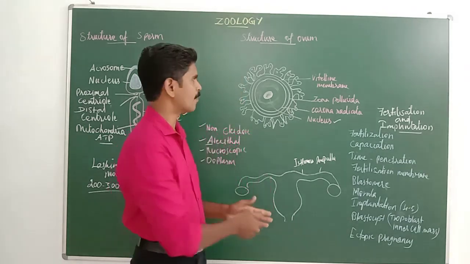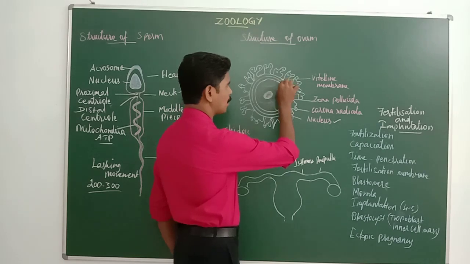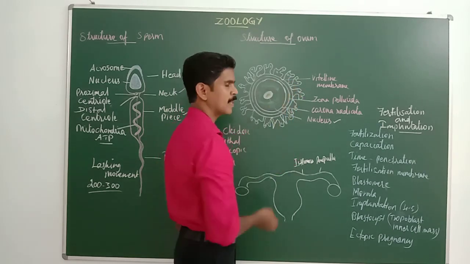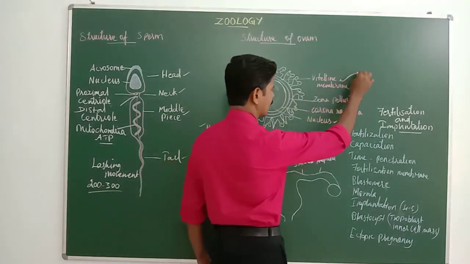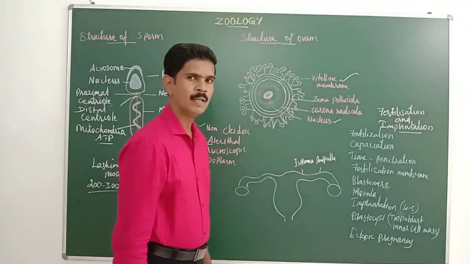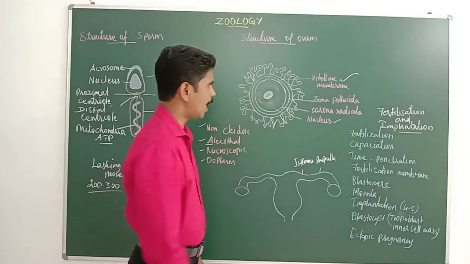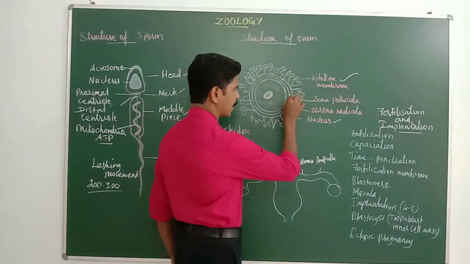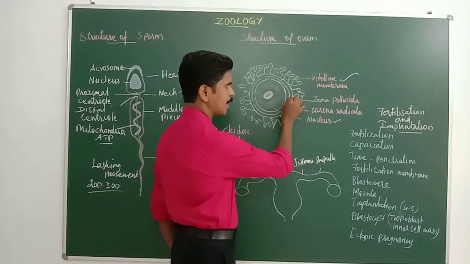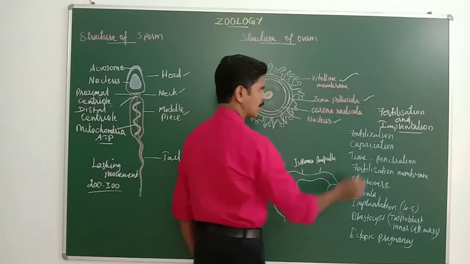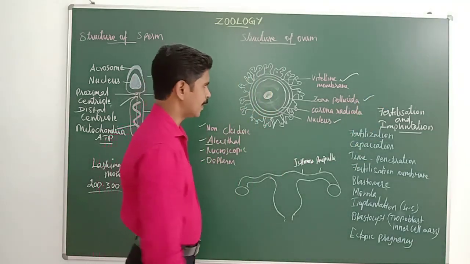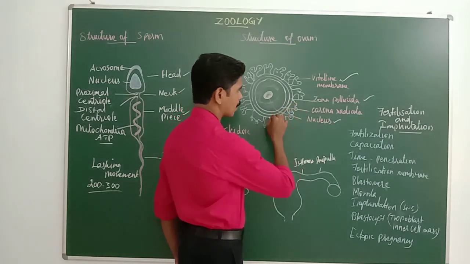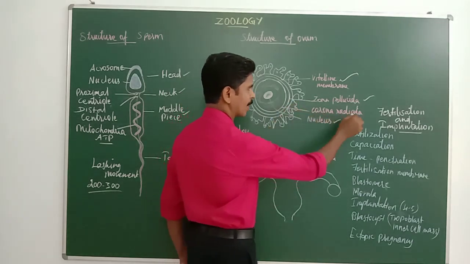Okay, listen very carefully. See, the inner side one membrane is there. This inner membrane is a very thin membrane, and this membrane is called the vitelline membrane. Next to this vitelline membrane, one more membrane is there. The middle membrane is called zona pellucida. Understand? Then the outermost layer or outermost membrane is called corona radiata.